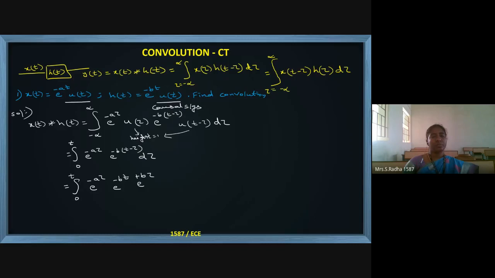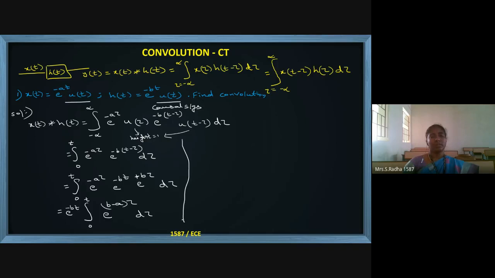Now combine wherever possible. e power minus bt is constant because integration is with respect to tau. And now if you see, this is nothing but e power b minus a tau, d tau, limits are 0 to t.